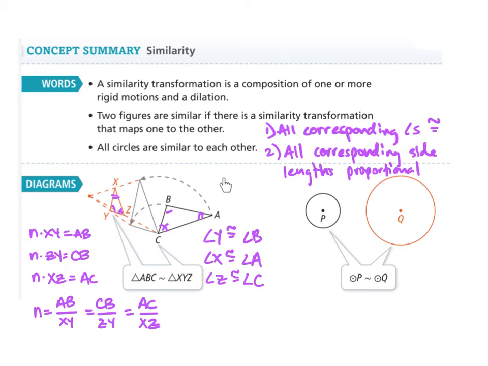Now, the last thing we see on this slide is that all circles are similar to each other. We probably won't use that too much, but it is usually stated along with the idea of similarity. Since circles don't really have side lengths and they don't have angles, we just look at circles and say, well, every circle is similar to every other circle. But if we're talking about triangles or other kinds of polygons, we rely on this definition for whether or not they are similar.